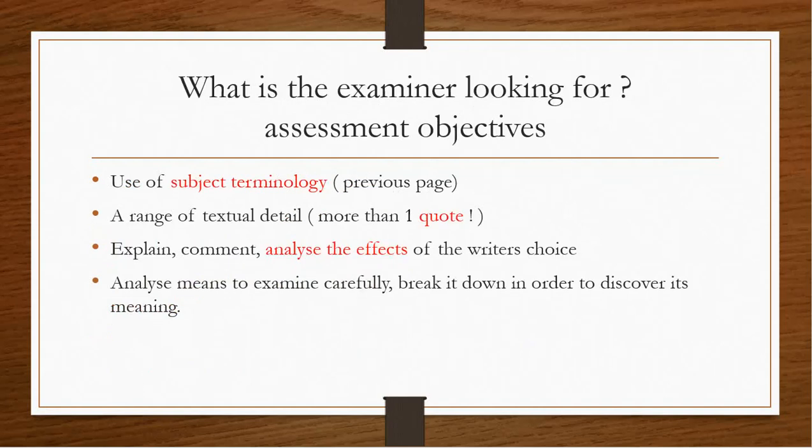We must use a range of textual detail. You can use one quote, but if you want to get the higher marks, we must use a range of quotes. In other words, more than one quote. And the third objective is to explain, to make a comment. The adjective means, the adjective tells us. We are explaining, we're commenting.